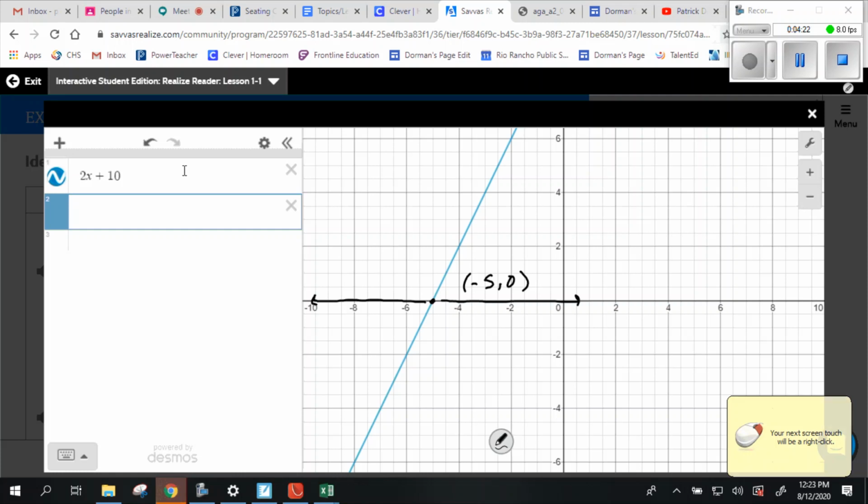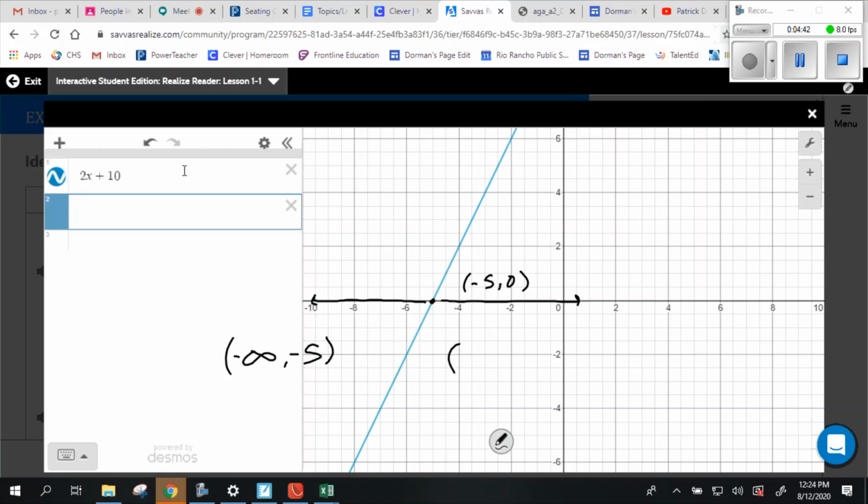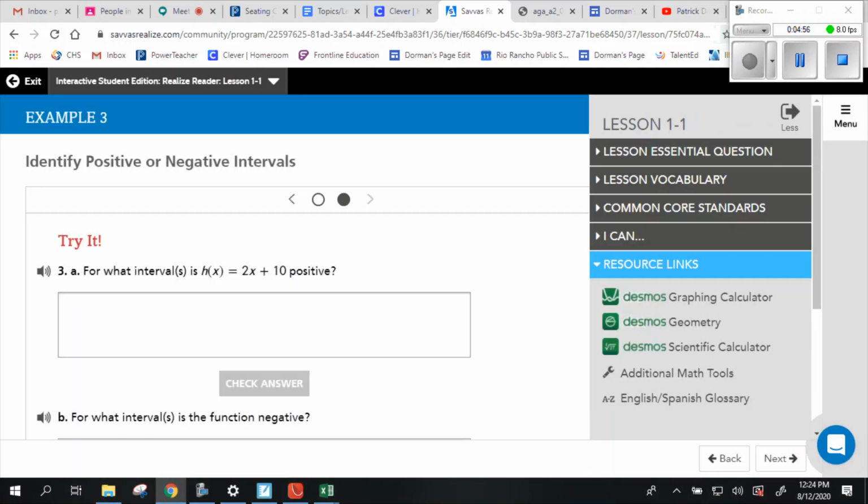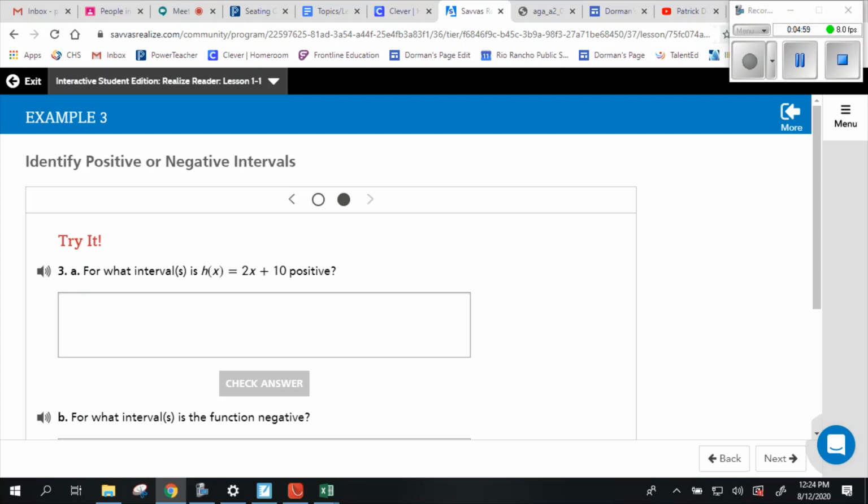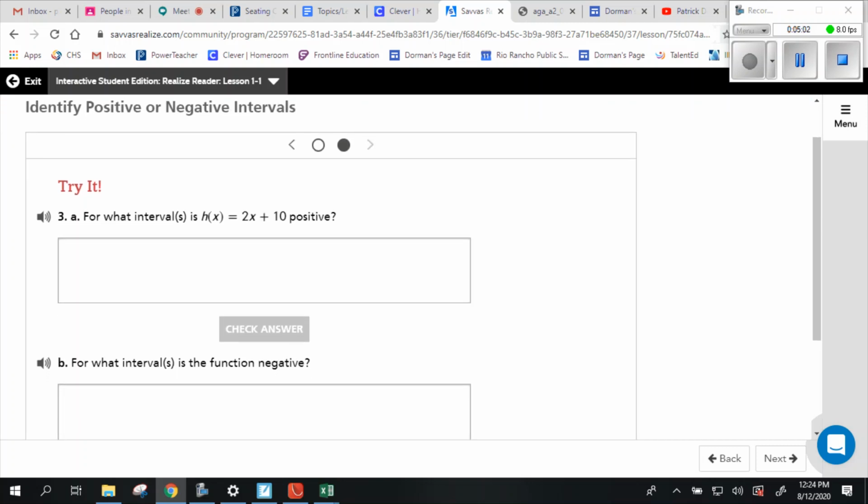So what we would say then is that this is negative over the interval from negative infinity all the way up to -5. That's where it's underneath the x-axis. And then over here, this is positive from -5 all the way up to positive infinity. That was the answer to this question, try it number 3 that we were looking at. We talked about where it is negative and where it is positive.